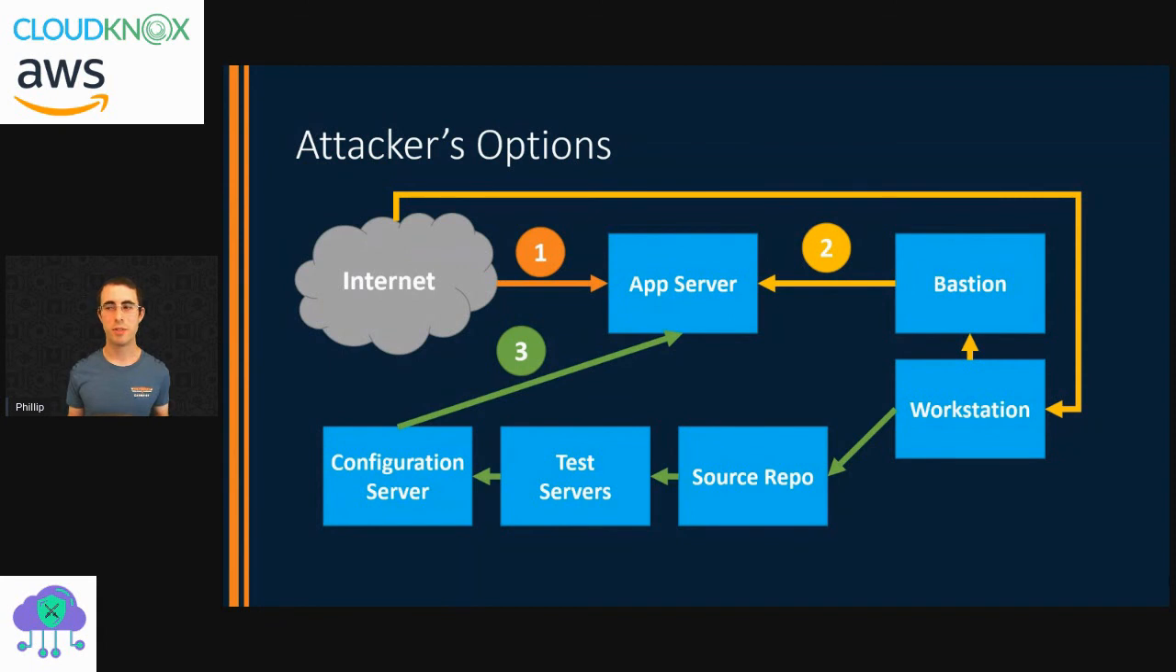And then our third option is to take the route that DevOps uses to publish applications itself. From that employee workstation, push something into the source code repo, get it through the test servers undetected, have the configuration server deploy it for us. Or maybe we can compromise each of those servers in turn in order to get there in the end. In any case, that's a lot more hops to have to go through and a lot more chances to be detected or fail in some other way.